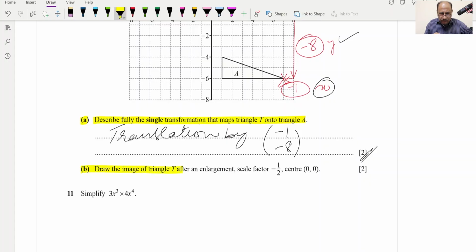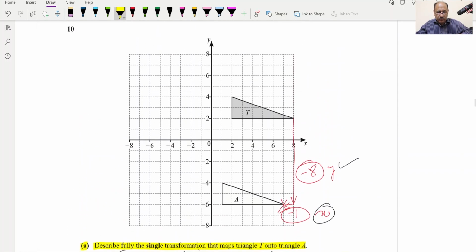Then they're saying draw the image of triangle T after enlargement by scale factor minus 1 by 2 about center 0 0. So we have to draw that triangle and through center 0 0. So we will draw a line like this one. This will be one line. The second line we can draw from here. The second vertex also we can draw a line from here. Then the third vertex also we can extend a line passing through the origin, and this will be the third line which we have drawn.